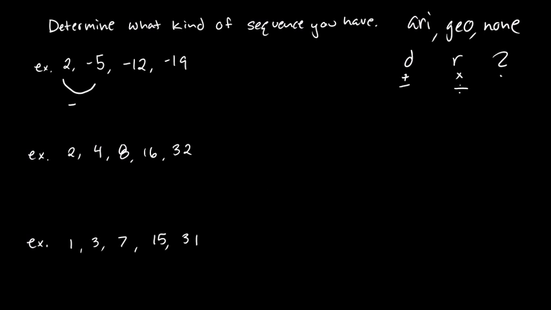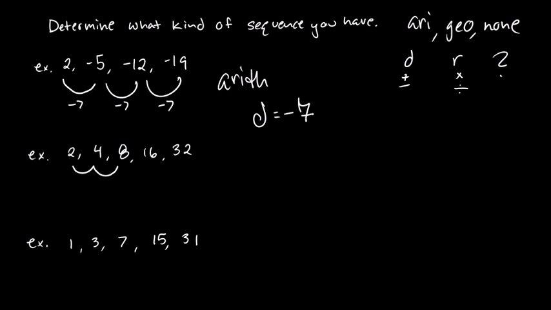I am subtracting 7 for every single one of these. That means it is arithmetic, and my common difference here is negative 7. Here, I'm adding 2, but there I'm adding 4. So that makes it not arithmetic, since I add 2 and then I'm adding 4, that's inconsistent.